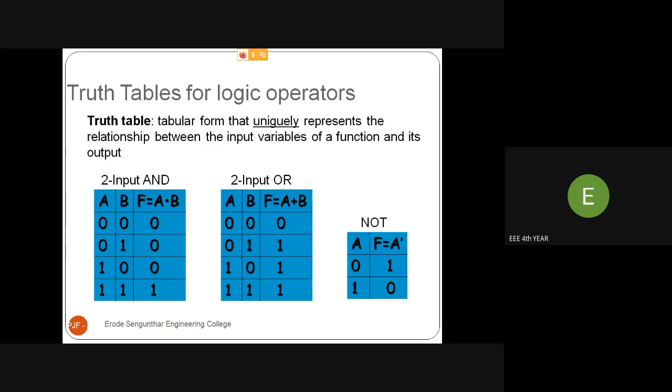Okay, the two input AND gate. A is one input and B is another input. Now the output F is equal to A into B. AND operation means both inputs are multiplied, that is the product. The OR operation means sum, both inputs are added. NOT operation means complement, the output is the complement of the input.